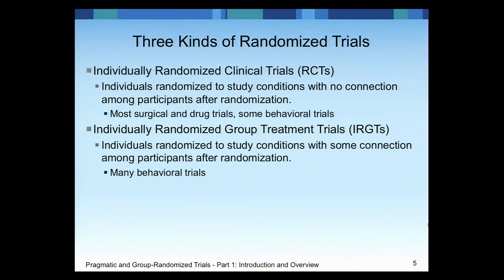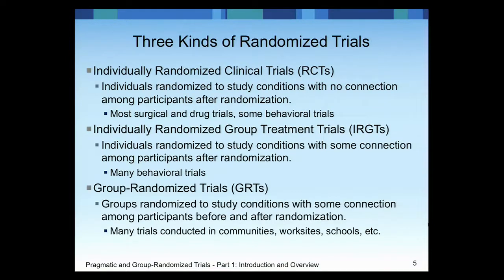Individually randomized group treatment trials are a second category. They start out like individually randomized clinical trials because individuals are randomized to study conditions. The difference is that those individuals interact with one another or have some kind of connection with one another post-randomization. That does not happen in individually randomized clinical trials, but it is a distinguishing feature for individually randomized group treatment trials. These kinds of studies are common with many behavioral interventions.